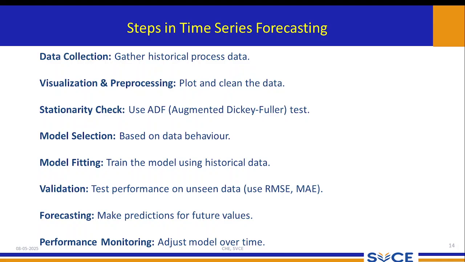Stationarity check: use the augmented Dickey-Fuller test. Then model selection based on the data behavior, and model fitting: train the model using historical data and validate the model. Test performance on unseen data using root mean square error and mean absolute error. Then forecasting: make predictions of future values. Finally, performance monitoring: adjust the model over time.